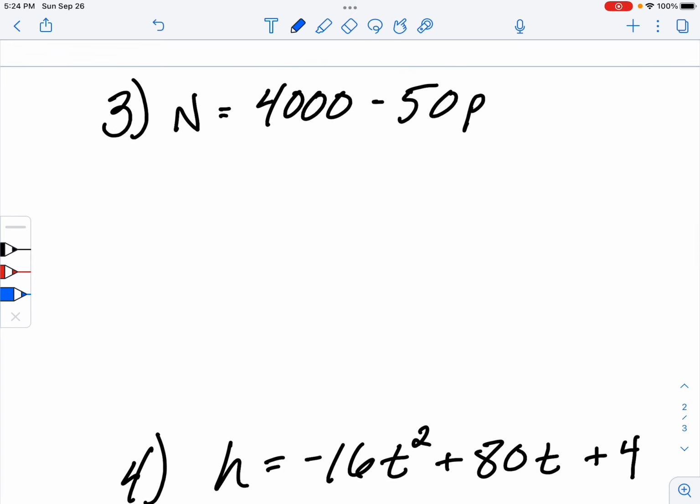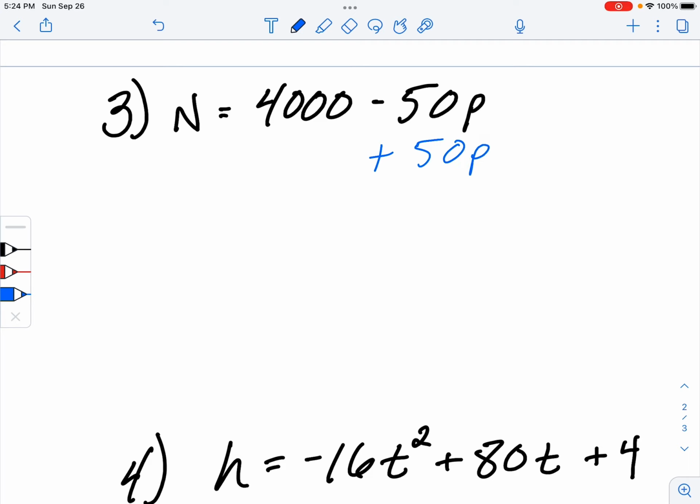What I would do is, again, look for a place where something is attached. I see this 4,000 is connected to the 50p by subtraction. So that's something I could do. And I also noticed that 50 is multiplied by p as well. So I want to break up one of those connections if I want to move one of these pieces around. This is going to be your easiest approach, and we'll see why in a minute. I would add 50p to both sides.